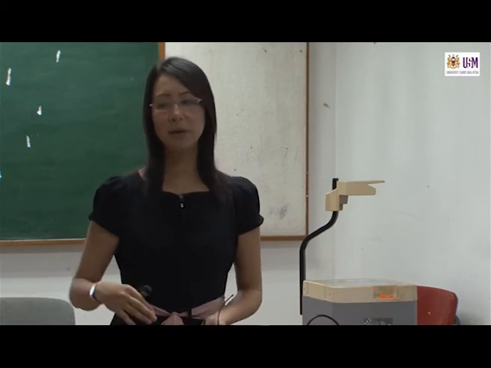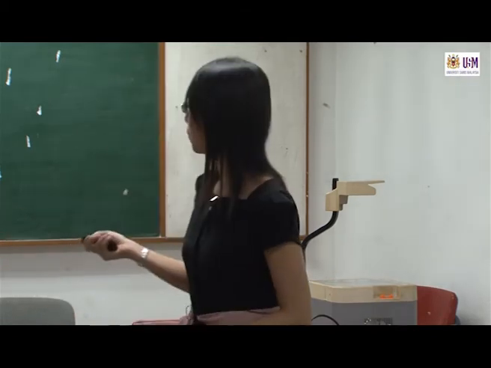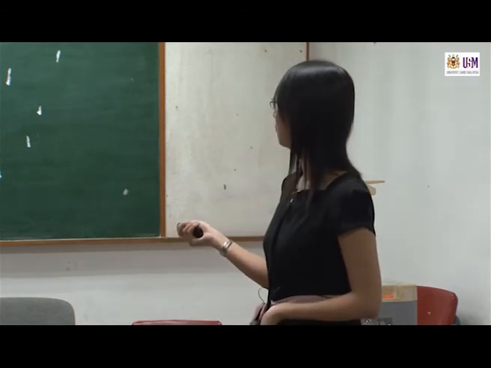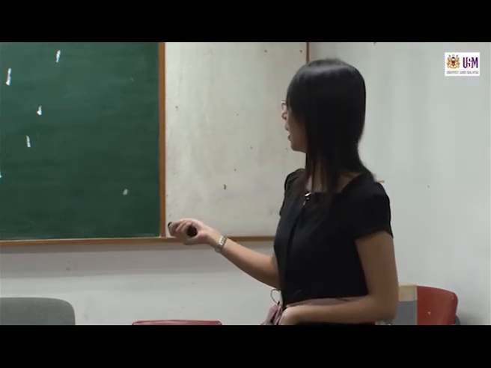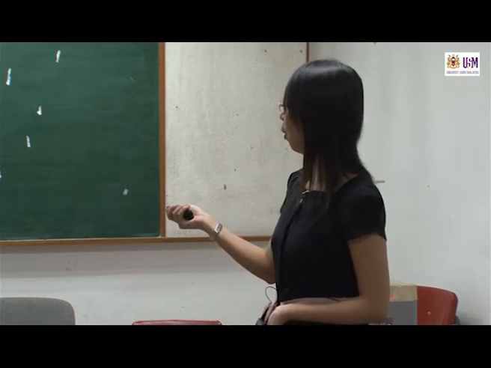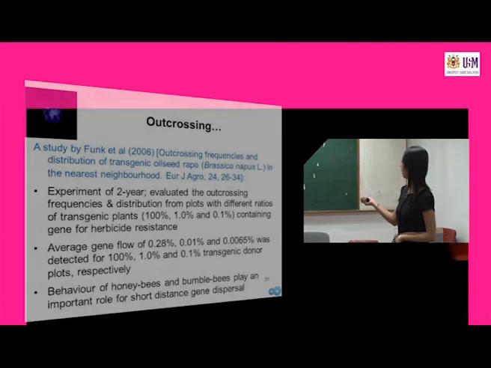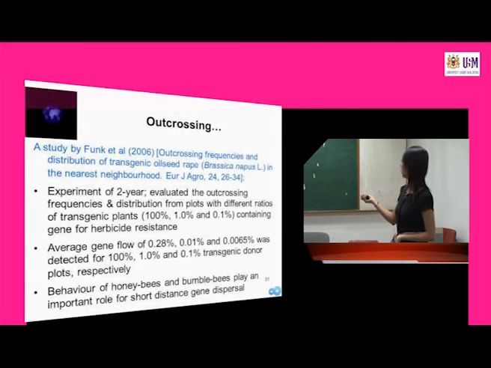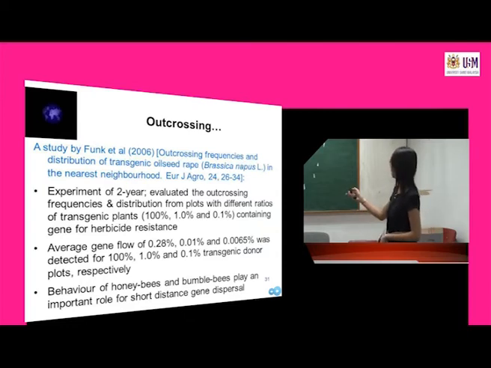The lower the percentage of transgenic plants you have, the lower the gene flow. So that's pretty much expected. The average gene flow was that if you have 100% transgenic plants, you have an average gene flow of 0.28%. If you have only 1% transgenic plants, it drops to 0.01%. And if it's 0.1% transgenic, it drops even further, to 0.0065% of gene transfer.